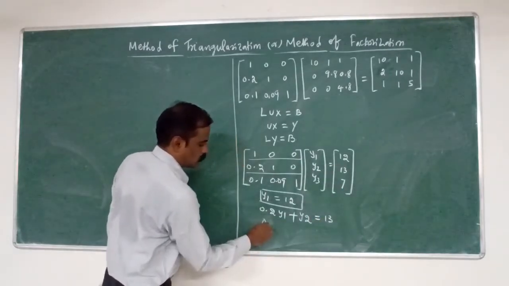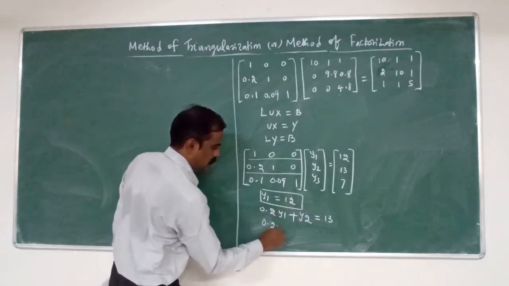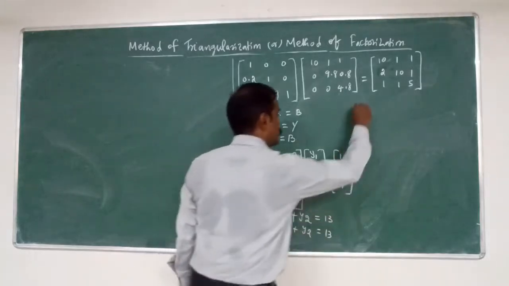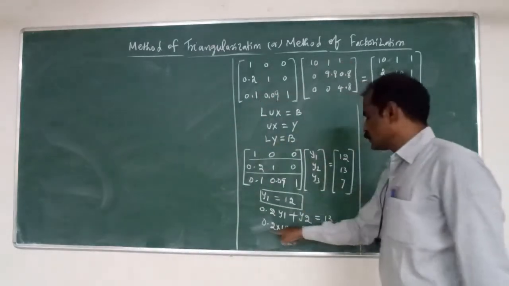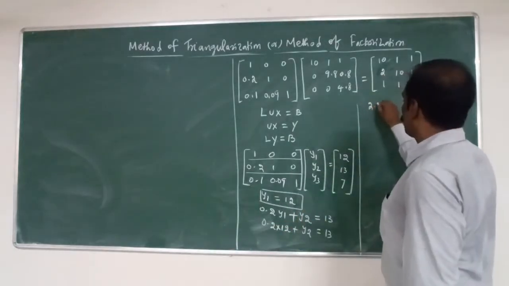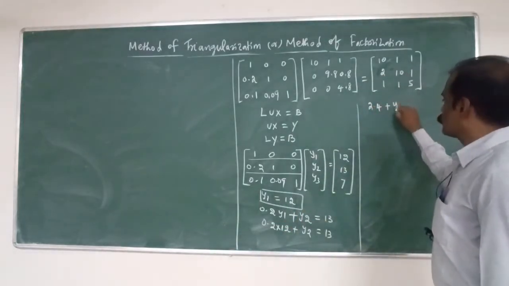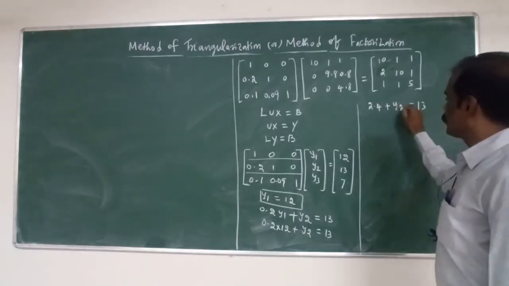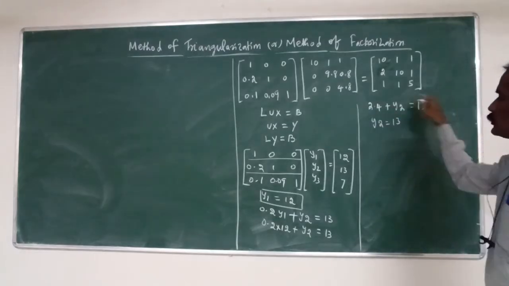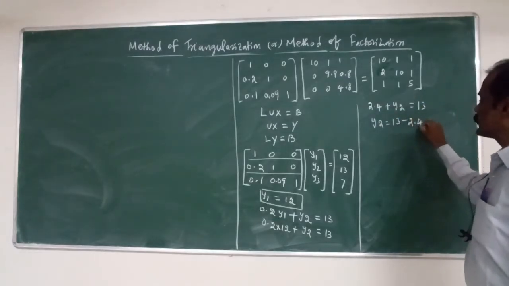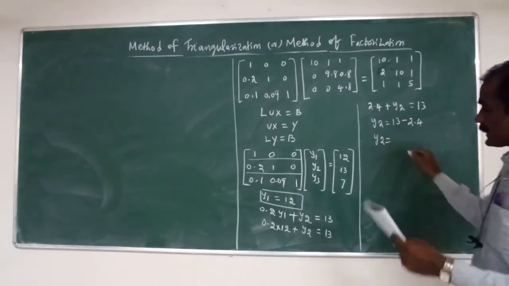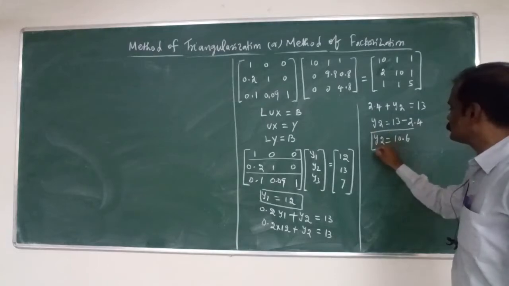Now 0.2 times the Y1 value, you already know that 12, plus Y2 equal to 13. Multiplying these two, we get 2.4 plus Y2 equal to 13. Now to find out Y2, Y2 equal to 13 minus 2.4. Subtracting these two, we get the result 10.6.